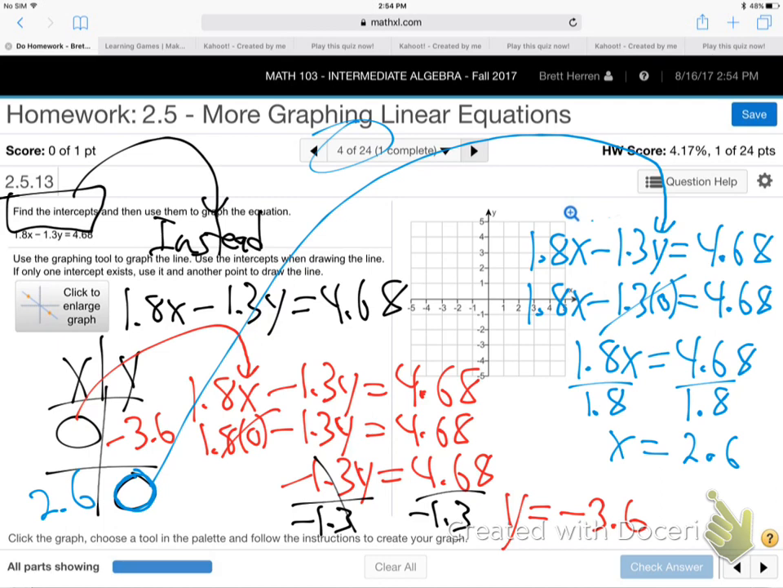So now you would just go to the graph here. Let me wrap it up. So 0, so what do we get? 0, negative 3.6. You can just put them on the graph right here. Where's that? It's about right here, over 0, down almost to 4, 3.6. Remember the first number's over, the second number's up and down. And this one's over 2.6, down 0. Over 2.6, that's about right there. Then connect those 2 dots.